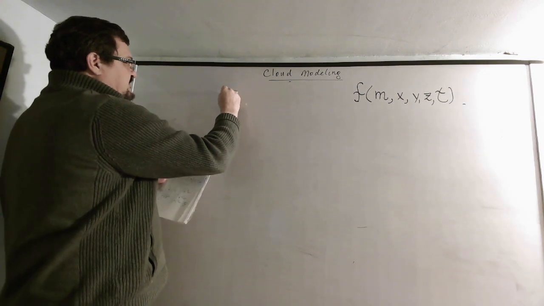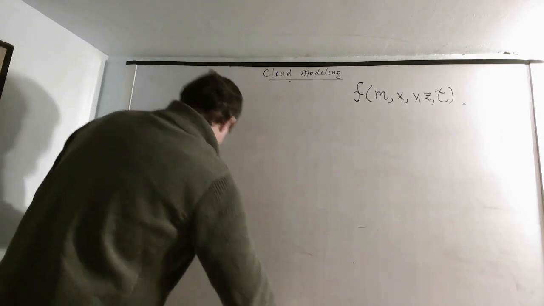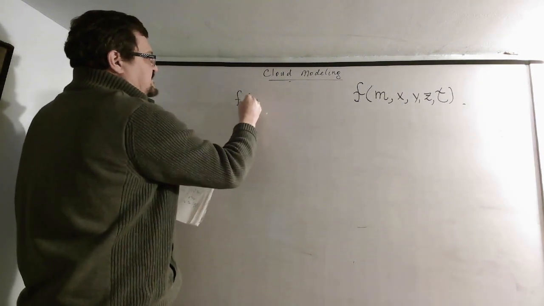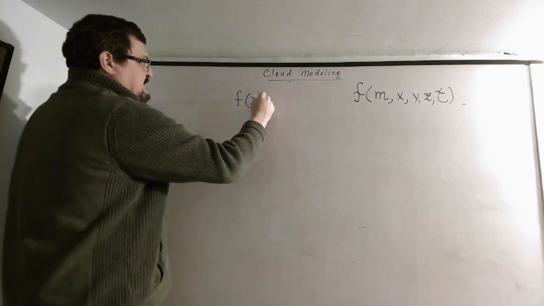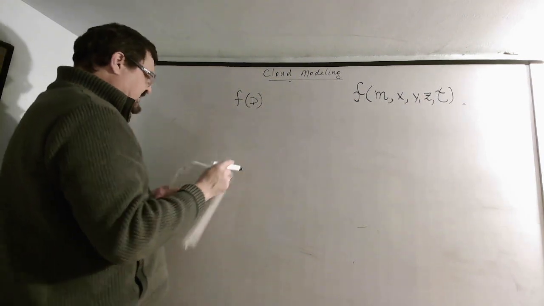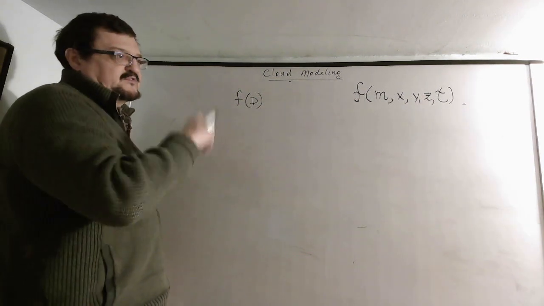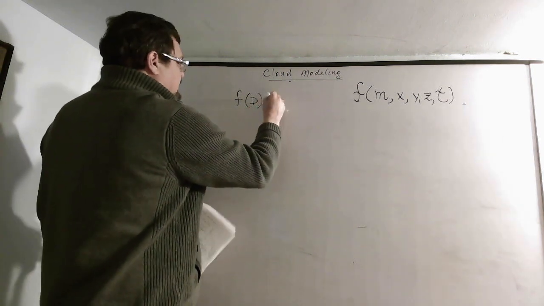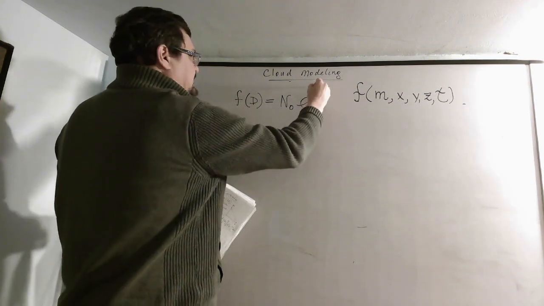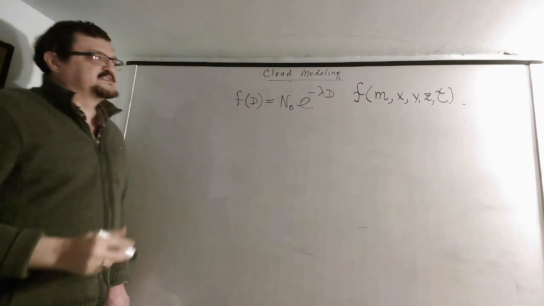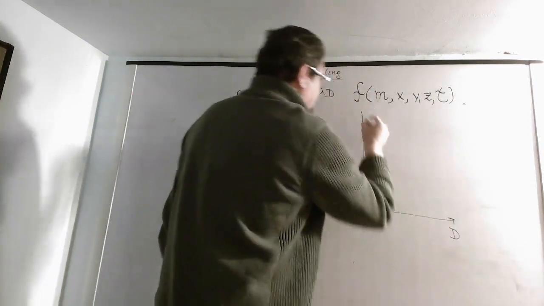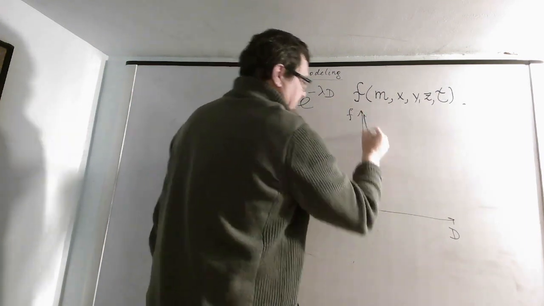So it says that this f, as a function, say, of diameter of particle, or radius of particle, regardless, or mass, if you can convert it. In case of liquid phase, it's very easy to convert from mass to radius. It is equal to some n naught e to the power of minus lambda d. So this is an exponential distribution. So it looks something like that. So this is d, this is f.